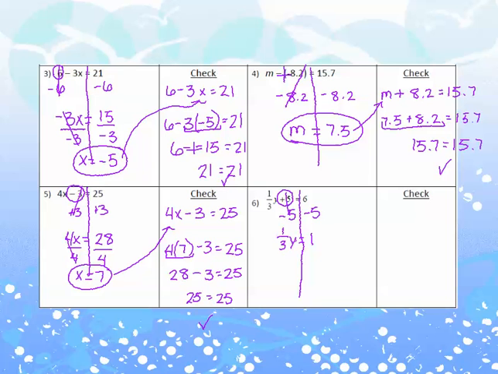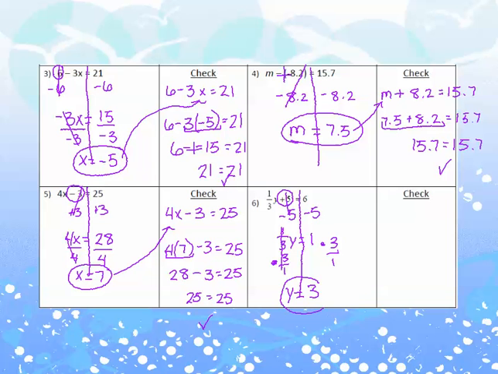Remember, when I have a fraction like this, I multiply and flip to get rid of it. Same as in one steps, I multiply and flip, cancels there. So I'm left with y is equal to, and 1 times 3 over 1 is going to be 3.